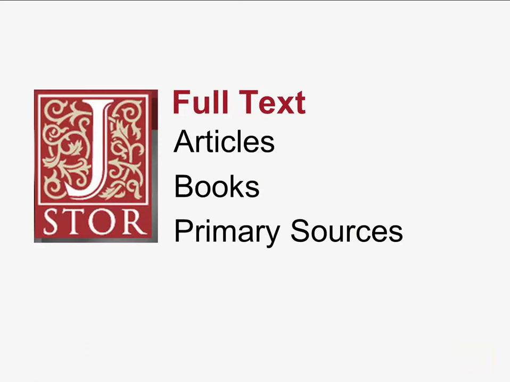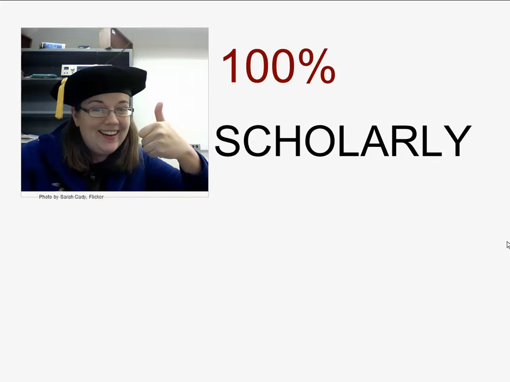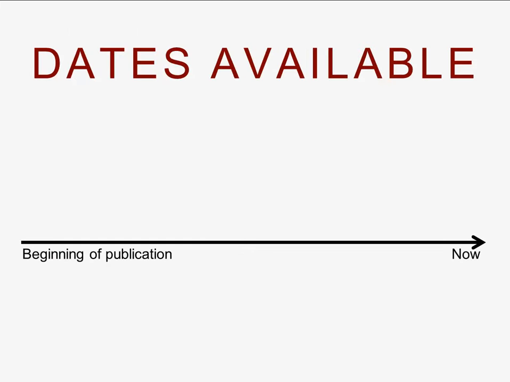The Jstor Database is a collection of full-text journal articles, books, and primary sources. They are all scholarly works in a wide variety of academic disciplines. One of the unique things about Jstor is the dates of the articles.